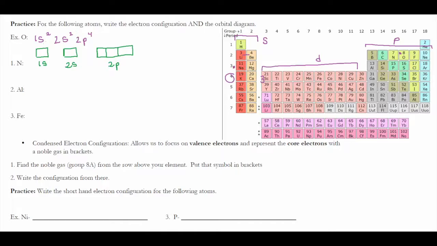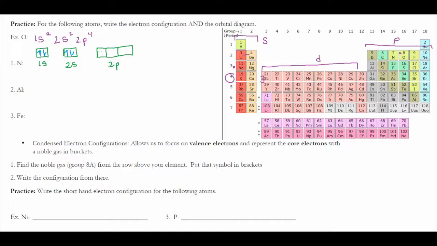Now I'm going to fill it. According to the Pauli exclusion principle, you can only fit 2 electrons in each orbital, and they must have opposite spin. Well, notice I only have 2 here, so that works perfectly. So I'm going to have one with an upward spin, one with a downward spin. For 2s, I'm going to have one with an upward spin, one with a downward spin, because it's 2s2. Now for 2p4, this is where Hund's rule comes in.